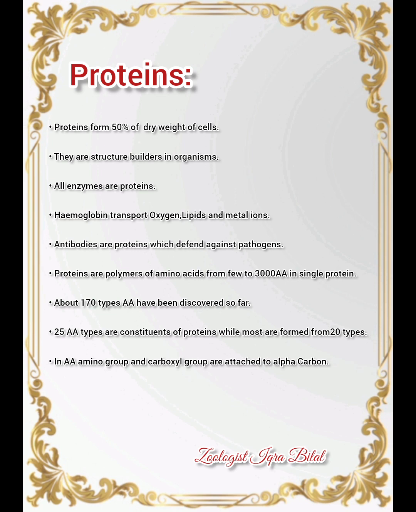Proteins are polymers of amino acids. It means the building blocks of proteins are amino acids, from a few to 3000 amino acids in a single protein, which may be present in a chain, in a row. About 170 types of amino acids have been discovered so far, and among these 170, 25 types are constituents of protein, that is, they are present in proteins in one way or another, while most proteins are formed from 20 types. Please remember that most proteins are formed from 20 types of amino acids.